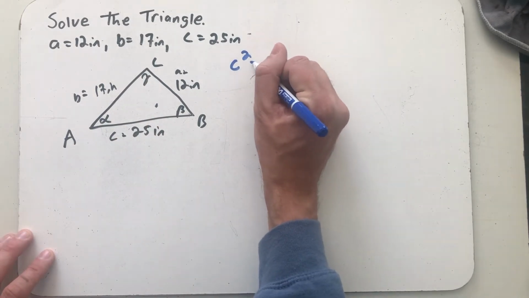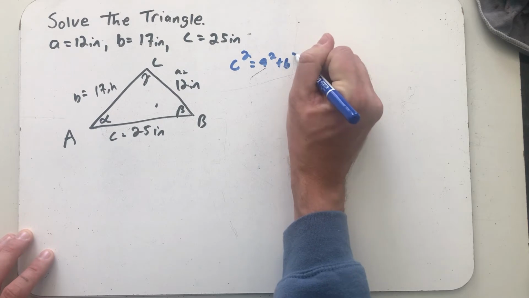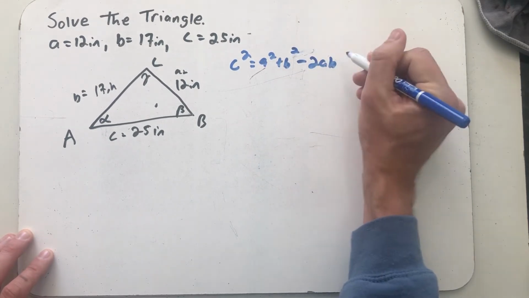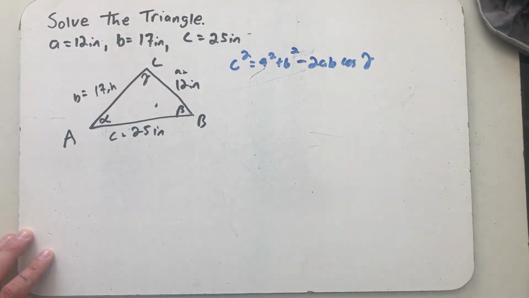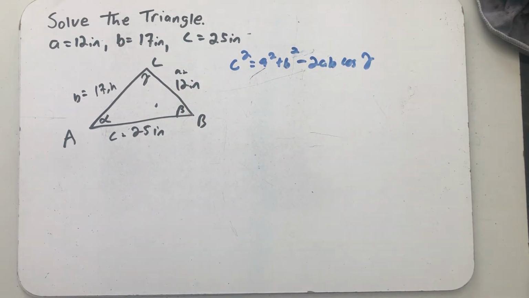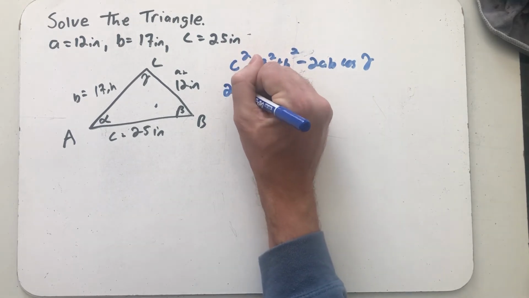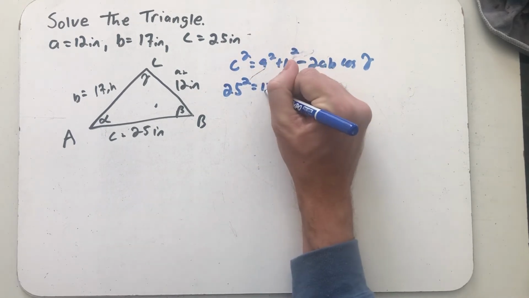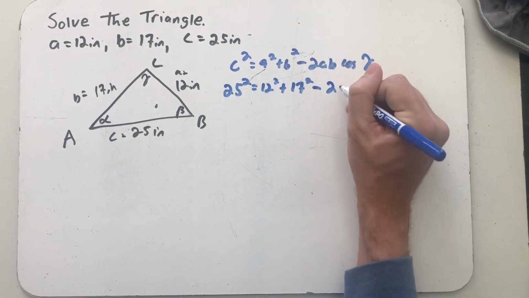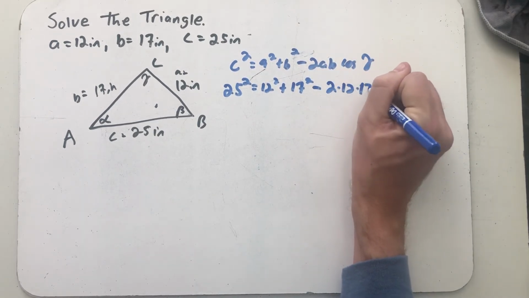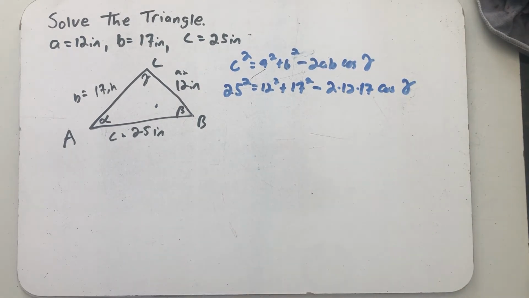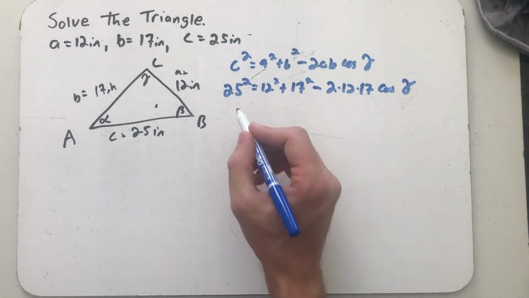So c squared is equal to a squared plus b squared minus 2ab cosine of the angle I'm looking for, gamma. Well, I have values to plug in for a, b, and c, so that would just leave me gamma to worry about. So I have 25 squared is equal to 12 squared plus 17 squared minus 2 times 12 times 17 cosine of gamma. All right, well, 25 squared is 625.